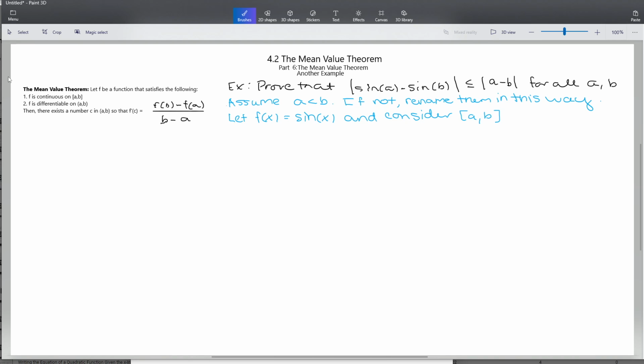Now, we know that sine x is continuous on R. We know that sine x is always continuous. This is something that we said in the last couple of examples, but I really want to emphasize this because it is so important. It's not enough to say this. You want to be specific in saying that it is continuous on the closed interval that you are interested in.